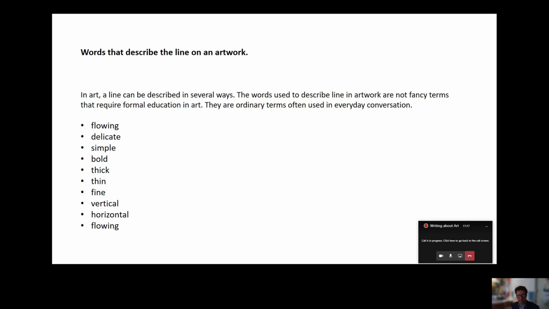So when we're talking about line, and that's the line of the drawing or the painting, we can talk about that line being flowing, or delicate, or simple, bold, thick, thin, fine, vertical, horizontal, or flowing. That's just words to describe the line of the drawing or the way the brush is flowing.